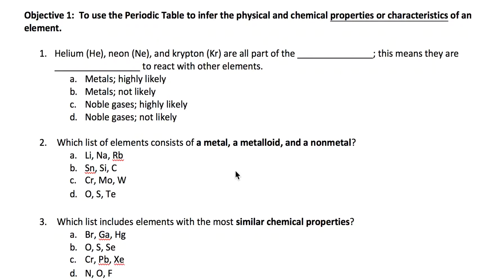A. Metals, highly likely. B. Metals, not likely. C. Noble gases, highly likely. Or D. Noble gases, not likely.